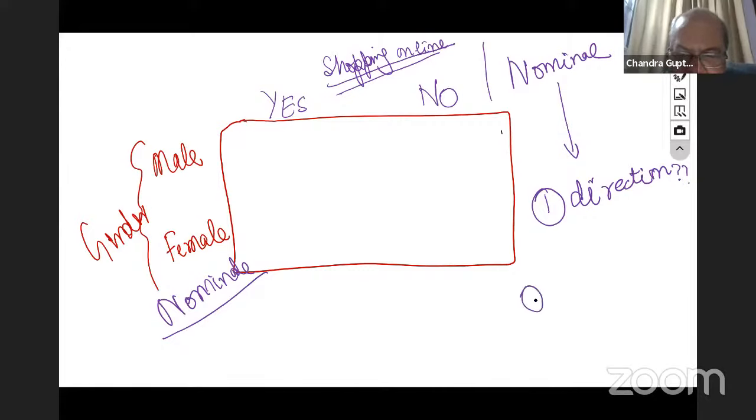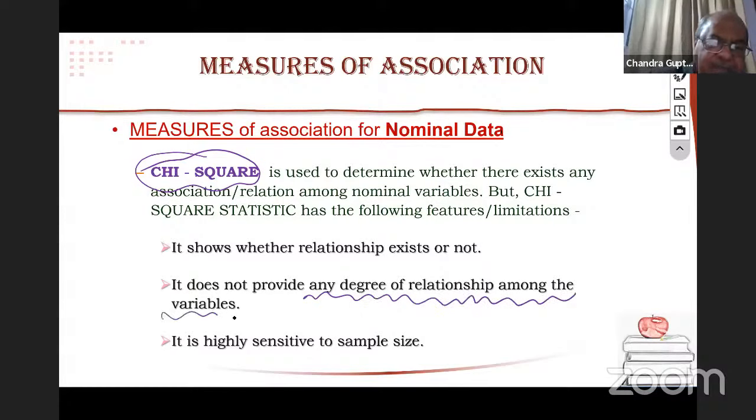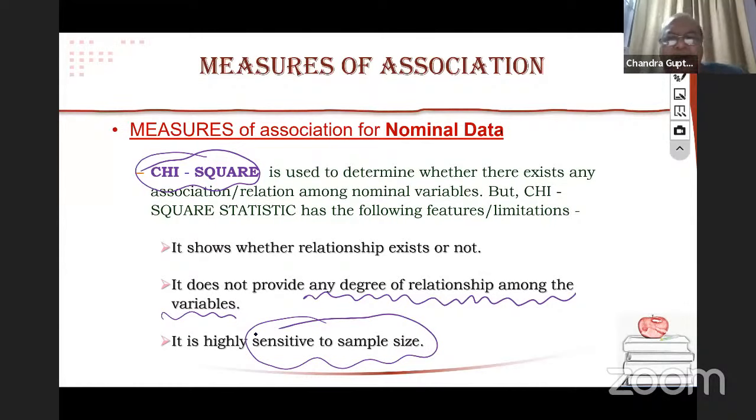So its value always lies between 0 and 1. So it has only one thing, the degree, the number, and on the basis of that number you can say strong relation or weak relationship. We use the chi-square test for measuring association between nominal data. But the problem with chi-square is that it does not provide the degree of relationship among the variables. It only tells whether a relation exists or not, dependent or independent. But what is the degree of relationship, chi-square doesn't tell. And it's also sensitive to sample size, which makes comparison difficult.